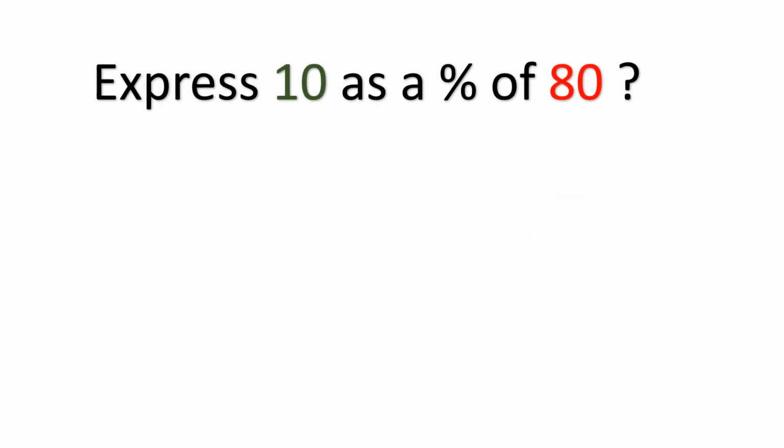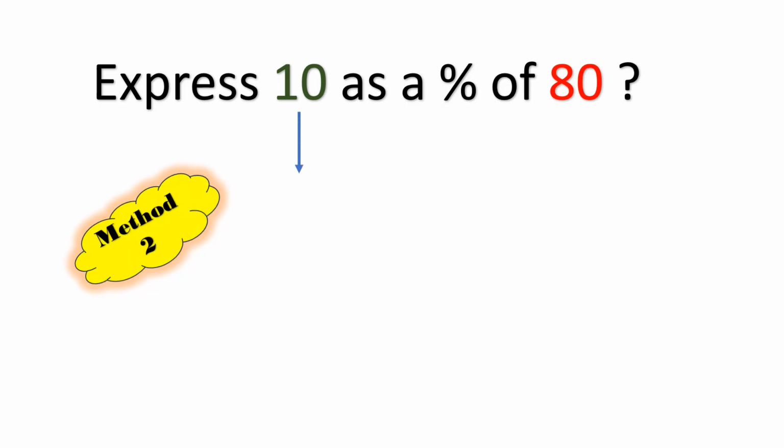Now, what if I tell you I want to express 10 as a percentage of 80 and I want to use method 2? So what was the first step? You take the given quantity and divide it by the other quantity, that is 80. Before multiplying, in method 2, we used to divide first. So 10 over 80, we can just strike the zeros of the numerator and denominator and we get 1 by 8. Now, we have to divide 1 by 8 in our mind.